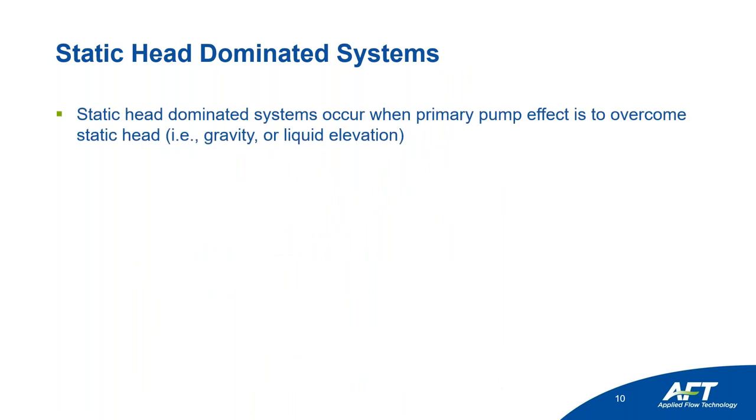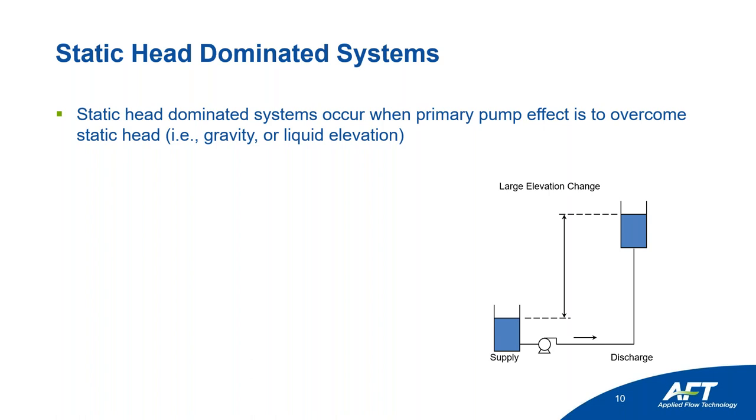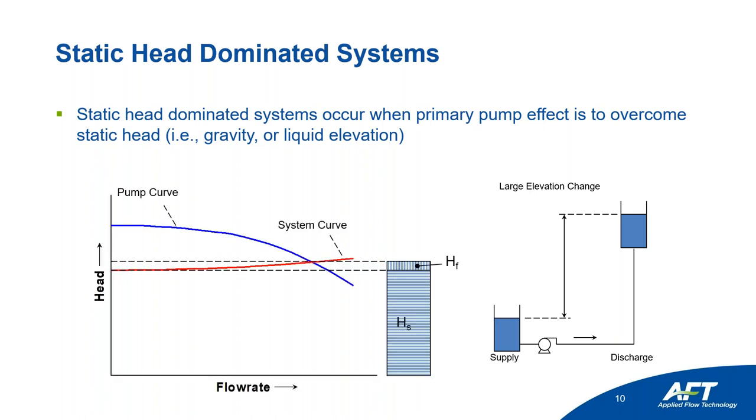So here's another example of a static head dominated system. In a static head dominated system, the main goal for your pump is to overcome significant elevation changes. That's pretty much all that the pump is doing. It will have frictional aspects to overcome, but the main job is to overcome elevation change, and that's where your pump is going to have a really high pressure.